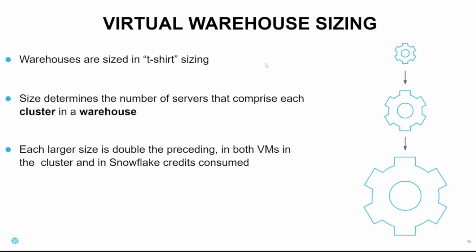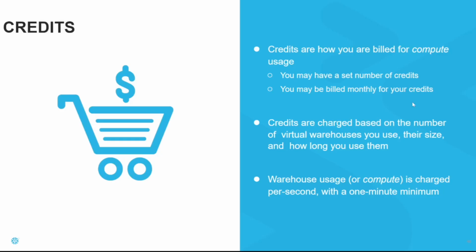Now, as we mentioned, it works on t-shirt sizing, where you start from extra small to 6X large. This is how you can increase the size of the warehouse based on your use cases. Now, as we mentioned, Snowflake works on a credit system, so credits are how you are billed for compute usage.